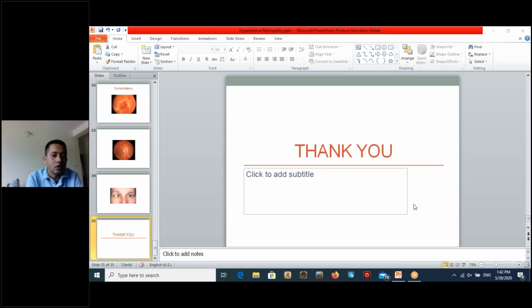So in the next class, we'll also be talking about venous occlusion. It's an important complication related to hypertensive retinopathy.